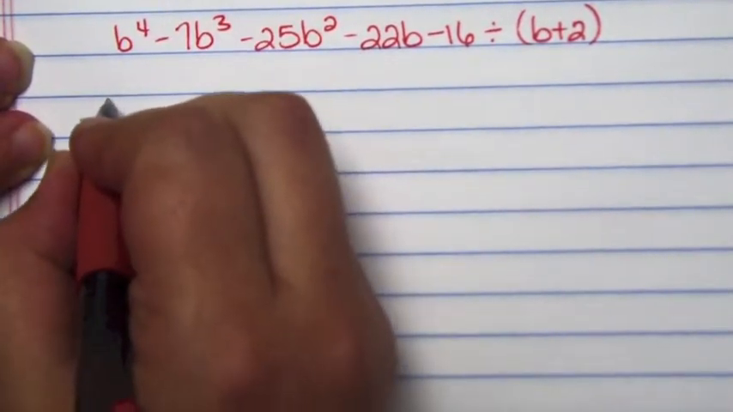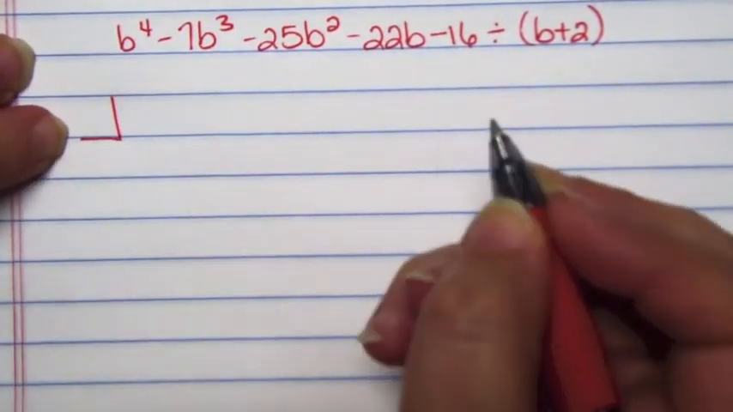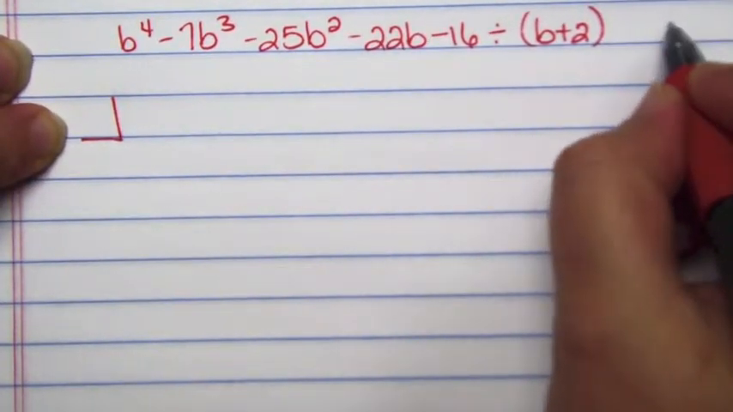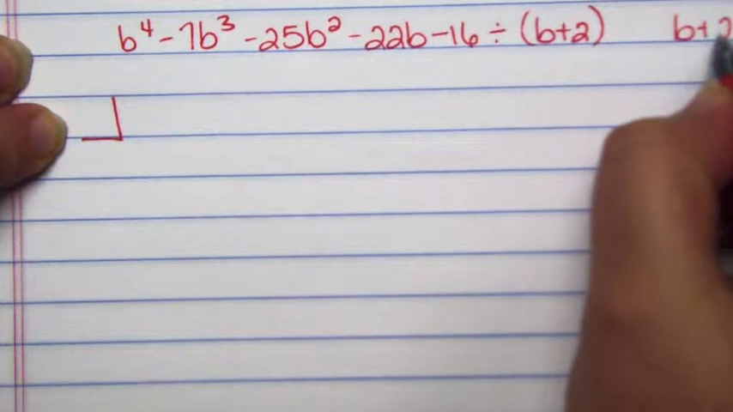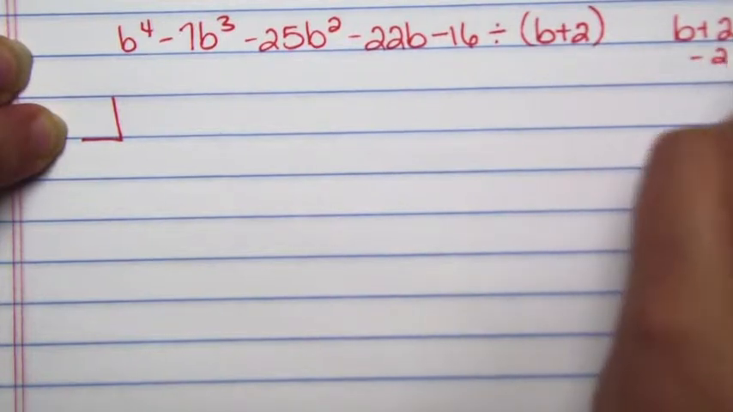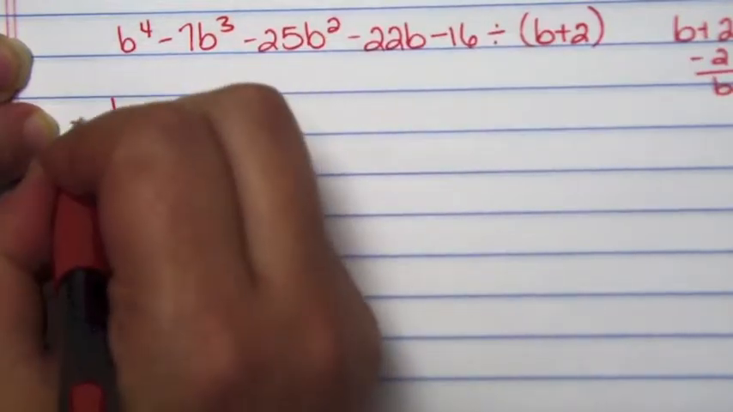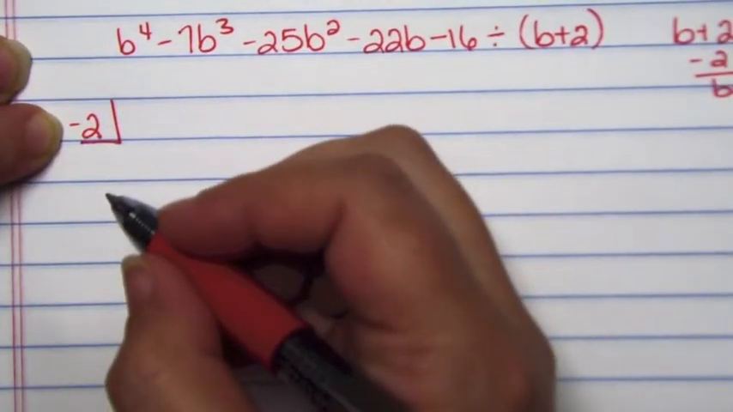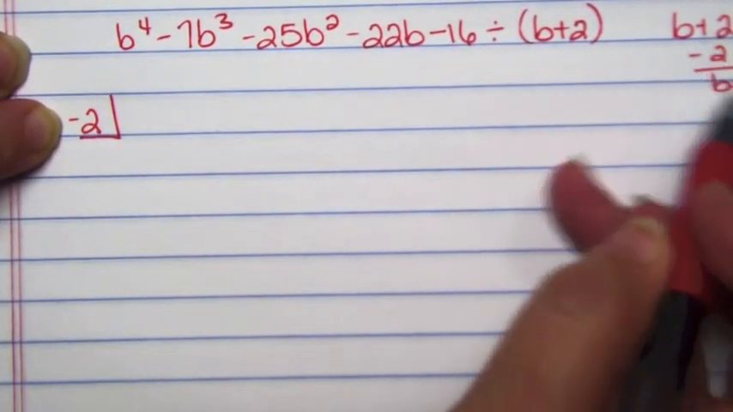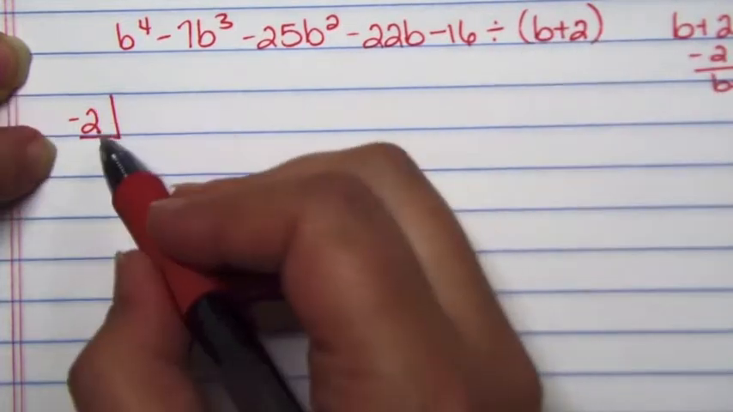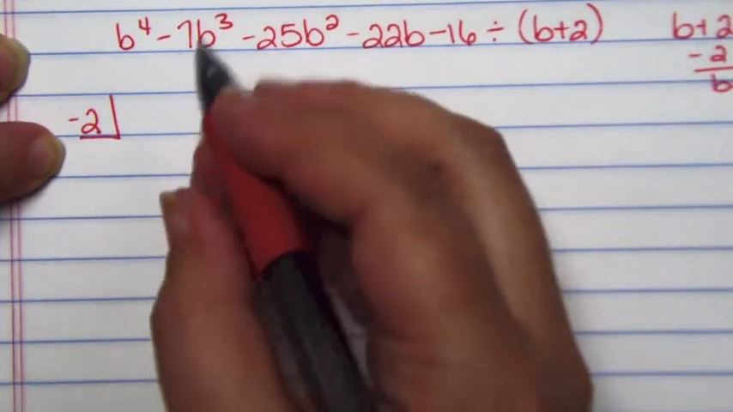You set up a little box, and what goes in the box is the root. Now here they give you their proposed factor, and you would set that equal to 0, and then you would get b equals -2. -2 is actually what goes in the box. So you can either put the opposite or you can set it equal to 0 and solve, but either way, if it's in parentheses, you need to make sure that you take the opposite.